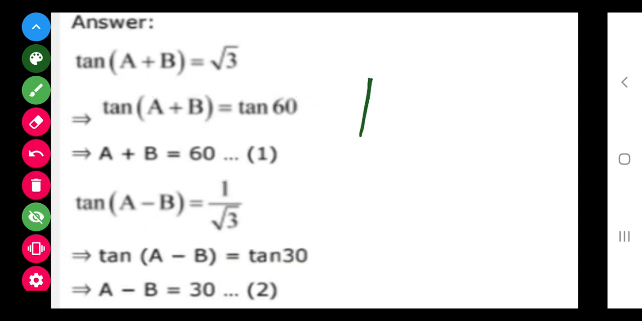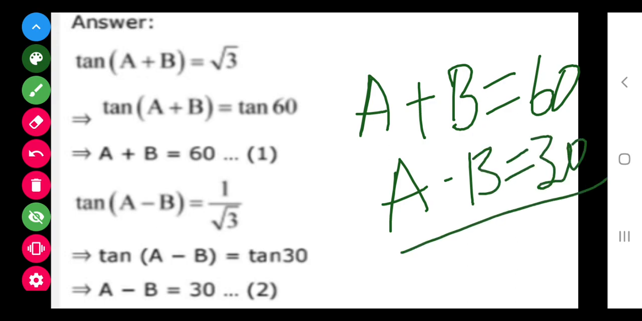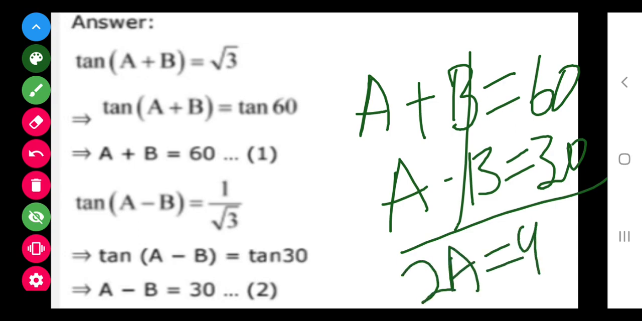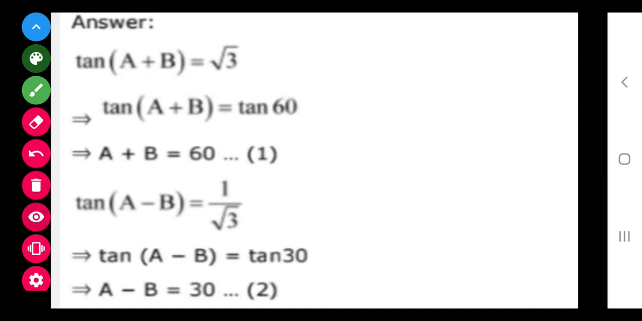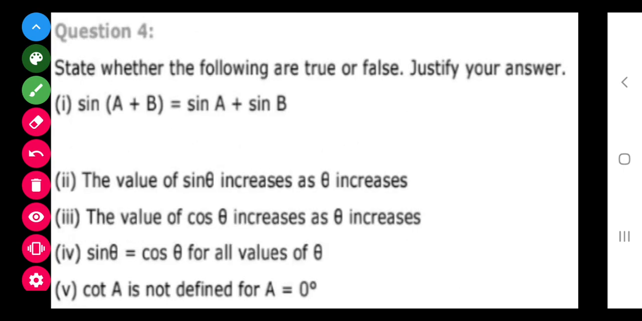Now what have we got? We have got A+B is equal to 60, and A-B is equal to 30. Now solve for it. B cancels, 2A is equal to 90. That is, A is equal to 45. If A is equal to 45, B is equal to 15. So the same they have done. A is equal to 45 and B is equal to 15 is the answer.